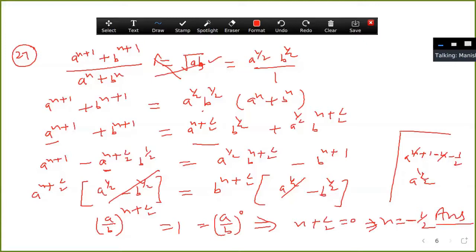Okay. Now come to question number 28. The sum of two numbers is 6 times its geometrical mean. Let the numbers be A and B. Now, according to the question, the sum of the numbers, it means A plus B is equal to 6 times under the root AB.